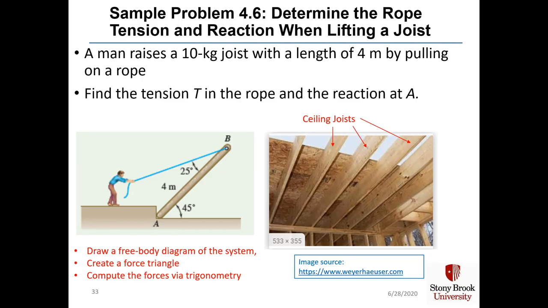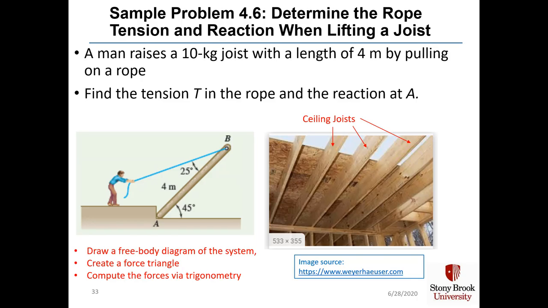He's pulling on a rope shown in a blue line with the tension T, and he's using a step in the ground at point A to try to rotate the joist. When he first started pulling, he didn't have much leverage and it was incredibly hard. Now he has the joist rotated to the point where there's a 25 degree angle between his rope and the axis of the joist, and a 45 degree angle between the axis of the joist and the ground.